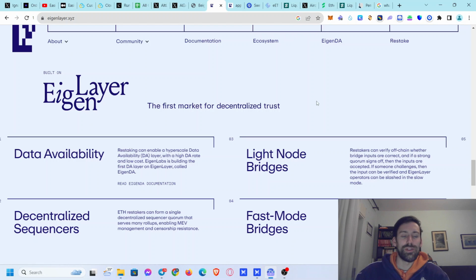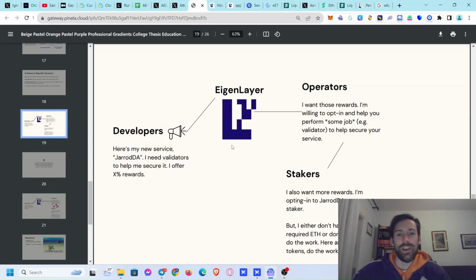Hi guys, today we'll be talking about Eigenlayer and the whole restaking meta that is shaping up to be one of the main narratives for the 2024 season. So how does Eigenlayer actually work?